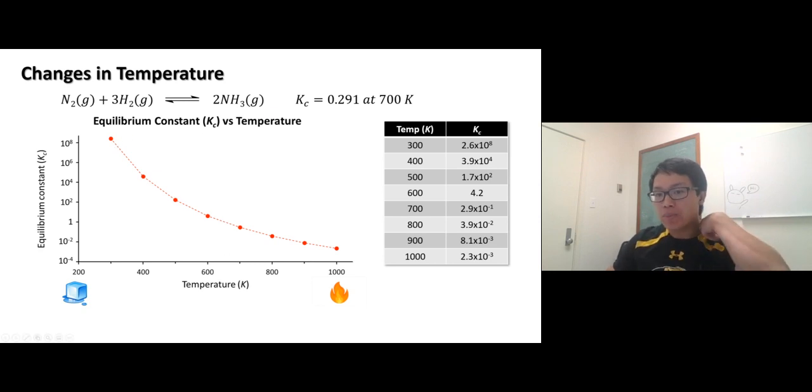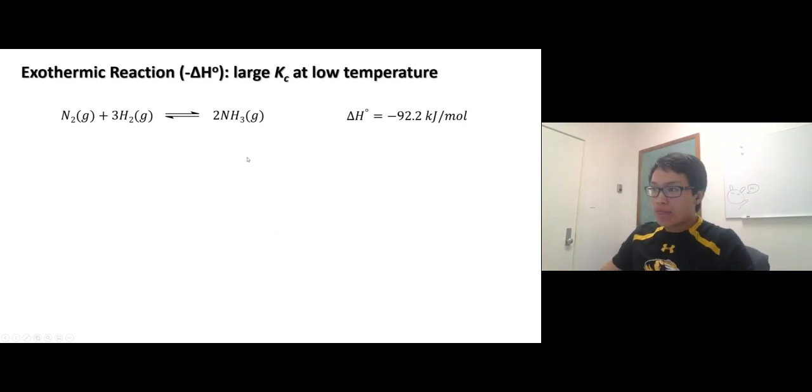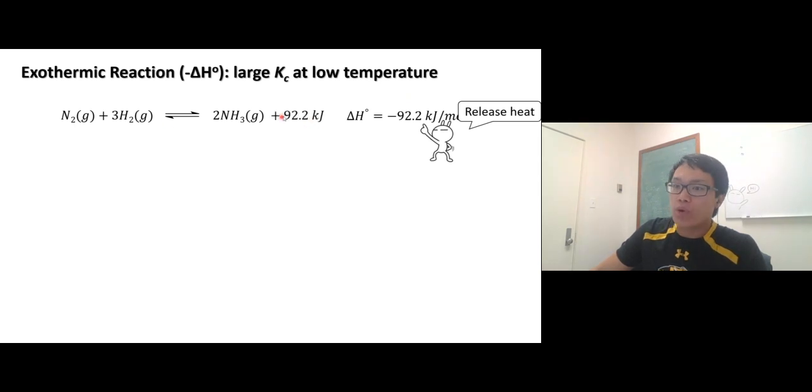Now, how do we explain the change in temperature affecting the Kc? Here's how I explain it. If the reaction or equilibrium that you're dealing with is an exothermic reaction, take a look at the ammonia synthesis. Ammonia synthesis is an exothermic reaction. Exothermic means release heat, so I'm going to include the heat or the energy into this reaction. Since this reaction releases heat, I can put the energy as a product. Does it make sense? Because the reaction releases heat, heat's coming out.